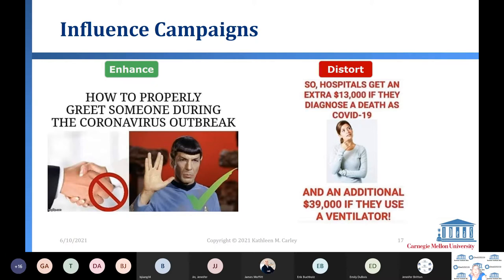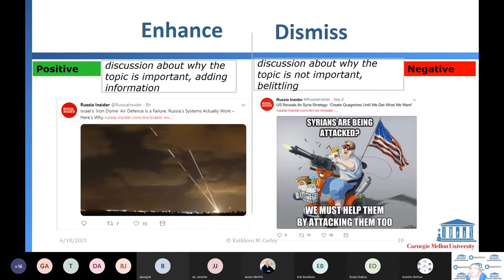Distortion campaigns often use numbers, take them out of context, or dates and take them out of context. This is an enhance and a dismiss campaign. The enhance campaign on the left is from Russian Insider and says that Israel's Iron Dome defense is a failure. Russia's system actually worked, and here's why. It's a very positive messaging system in some sense. Well, it's positive if you're on the Russian side. The second one is a dismiss campaign, talking about Syrians being attacked. We must help them by attacking them too, showing an overweight U.S. person. Belittling, making fun of, being derogatory about something is a classic way of doing dismissal, right?